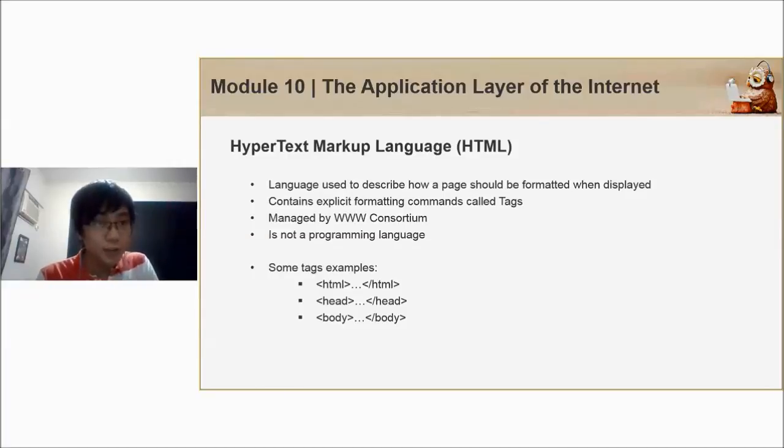So let's go now to the HTML, the Hypertext Markup Language. This is a language used to describe how a page should be formatted when displayed. It contains explicit formatting commands called tags and is managed by the World Wide Web Consortium. It's actually not a programming language, and for the tags, we can see this in every web page if we right click and click view source. There we can see how text is formatted. I stands for italics, B for bold, and so on.